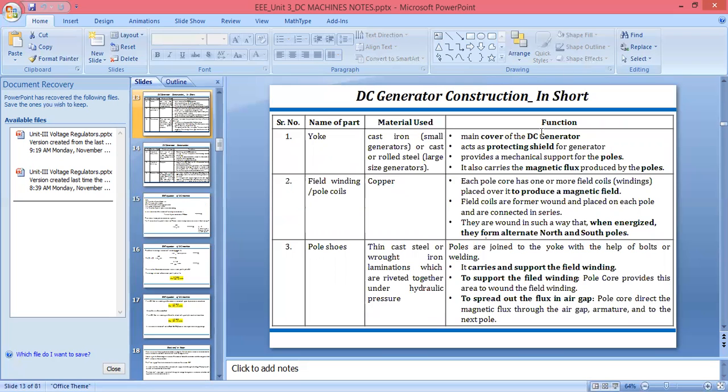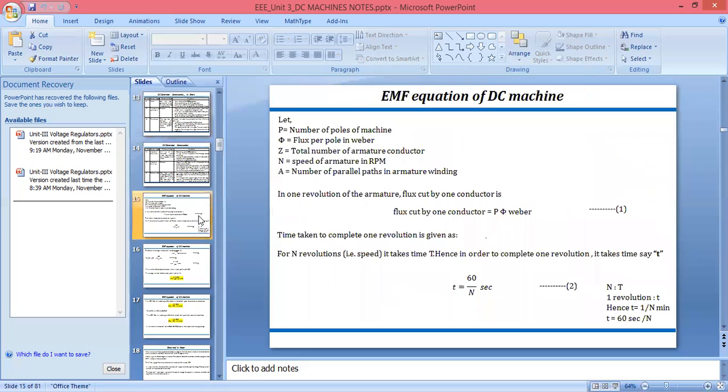Okay, then we have studied these the constructions. Then we have studied how to define, how to derive the EMF equations of the DC machines. Both we will get in the DC generator and the DC motor.